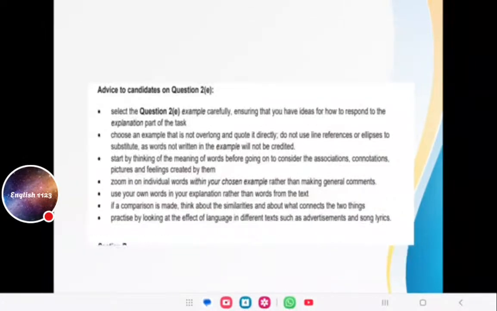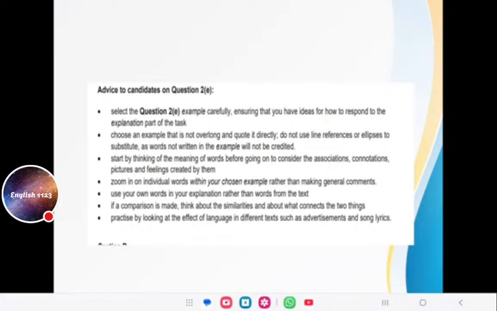Advice to the candidate for this question 2E. Select the question 2E example carefully, ensuring that you have ideas for how to respond to the explanation part of the task. Choose an example that is not overlong and quote it directly. Do not use line references or ellipses. We have discussed it already. To substitute words not written in the example will not be credited. If the words are not written, I think now you are clear about it, that you are going to copy the words from the text for the example.